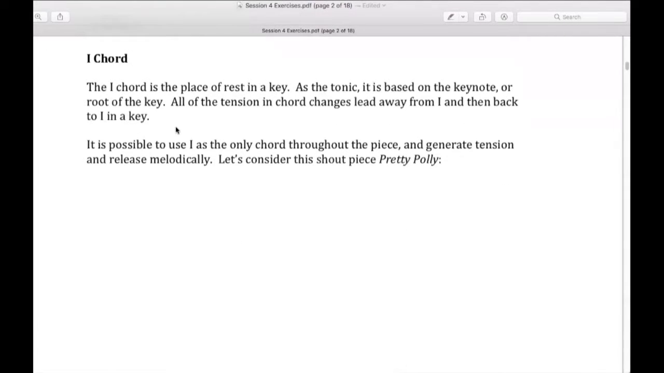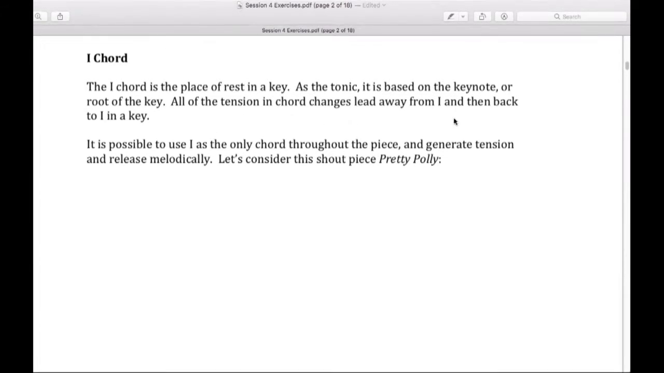Okay, so the 1 chord is a place of rest in the key. As the tonic, it is based on the key note or the root of the key. All of the tension in the chord changes lead away from 1 and then back to 1 in a key. It is possible to use 1 as the only chord throughout the piece and generate tension and release melodically. Let's consider this chart, Pretty Polly.